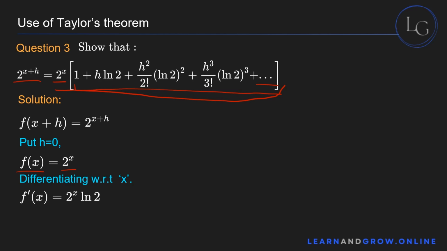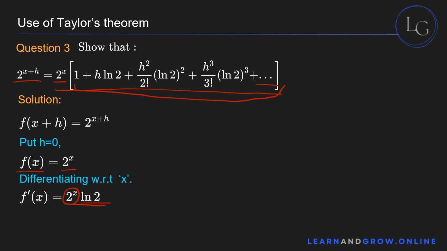So the first derivative is just 2 raised to the power x into the natural log of 2, because this is how it works when you have a constant with a variable in the power: when you differentiate it, you write it down as it is, and then you basically take the natural log of the constant.